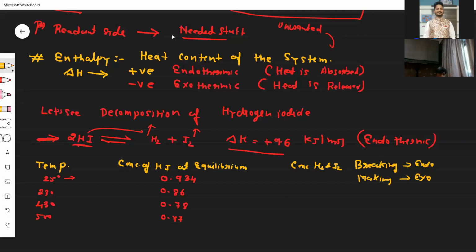So logically, the concentration of H2 and I2 is increasing. It was initially 0.033 mole per dm cube at 25 degrees Celsius. You heat it, and logically it will be more because it is endothermic. It's 0.68. You heat it again, 0.10. Again you heat at 500, and the amount is 0.11 mole per dm cube. So heat is playing a vital role when the temperature is increasing or decreasing, because the reaction plays a vital role.